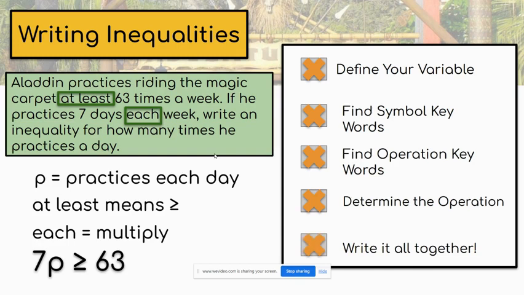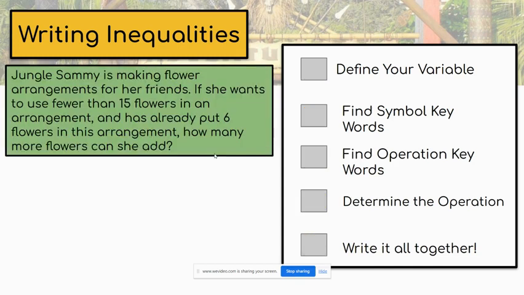All right, let's try another one. Jungle Sammy is making flower arrangements for her friends. If she wants to use fewer than 15 flowers in an arrangement and has already put 6 flowers in an arrangement, how many more flowers can she add? Okay, what am I talking about? Look at the last sentence. We're talking about flowers. So F is for flowers.